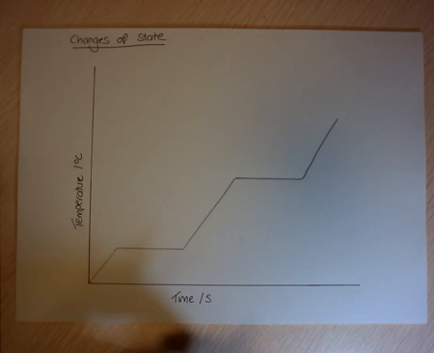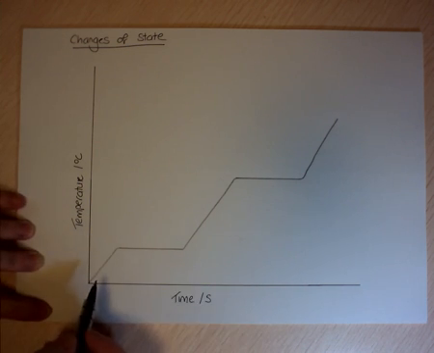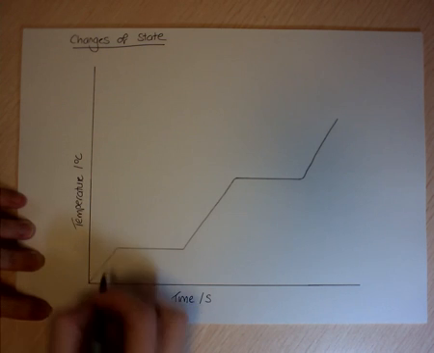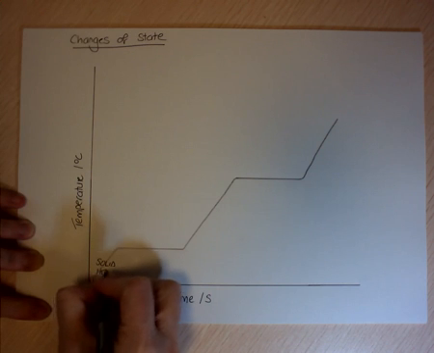What happens when a substance changes state. So here we have a heating curve of a particular substance. At the start, when the temperature first starts to increase, this is the solid heating up.